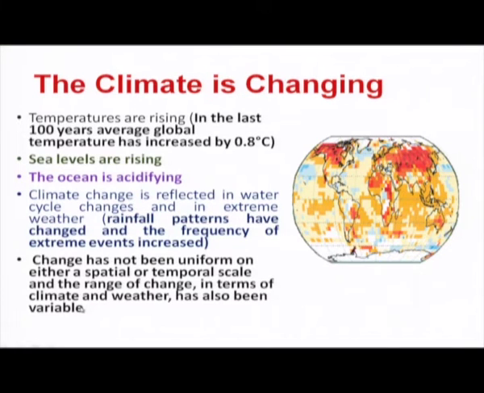Suppose climate change or global warming is not stopped, we are definitely going to witness more extreme events because of climate change. And if you look at the change, it has not been uniform on either spatial or temporal scale, and the range of change in terms of climate and weather has also been variable. We cannot pinpoint that it is not going to happen in a particular place. It is going to have a lot of change globally, but one thing is common, the temperature will continue to rise if we do not stop emitting greenhouse gases, especially carbon dioxide.